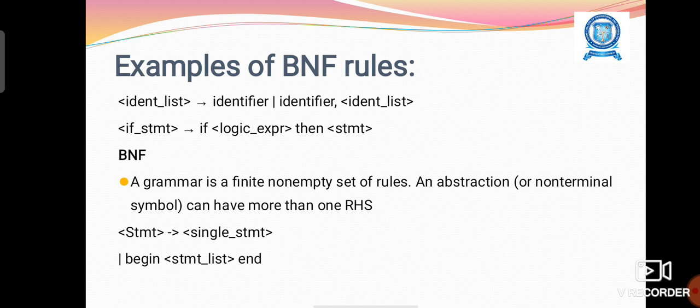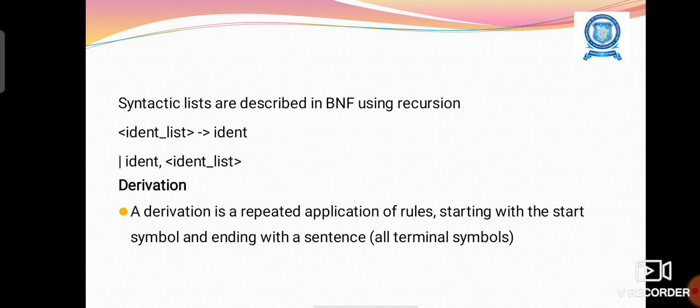Examples of BNF rules: they will be in the form like identifier list implies identifier or identifier list. Like if statement implies if, logic expression, then statement. BNF is the grammar. It is a finite non-empty set of rules. An abstraction can have more than one right-hand side. Syntactic lists are described in BNF using recursion.